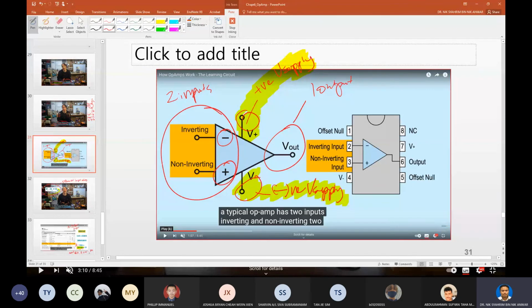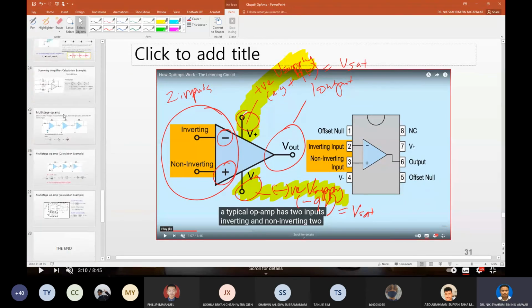For example, if here you connect plus 9-volt, and here also minus 9-volt, your V saturation is then plus 9-volt, and the other direction is minus 9-volt. So that's why your output will drive to the maximum or to the minimum, depending on the voltage input.